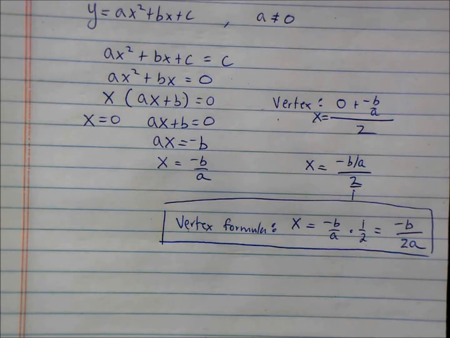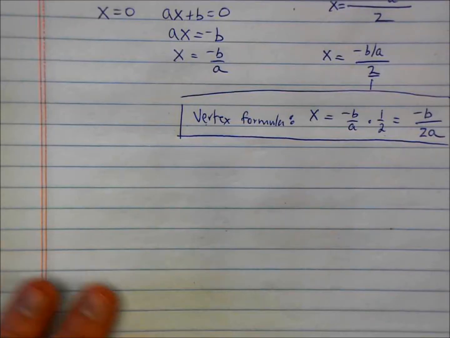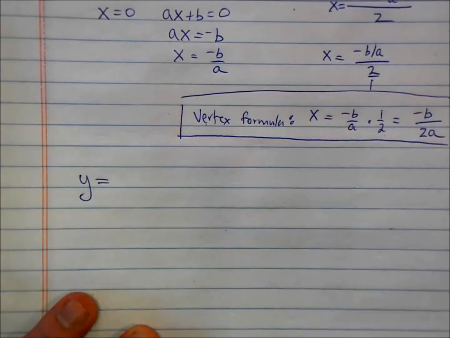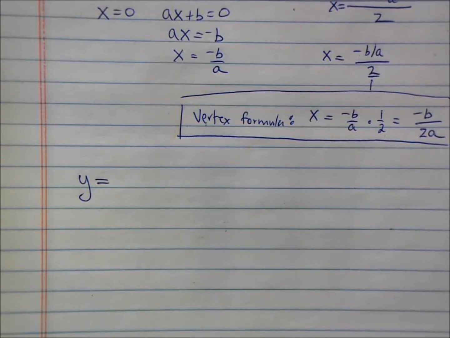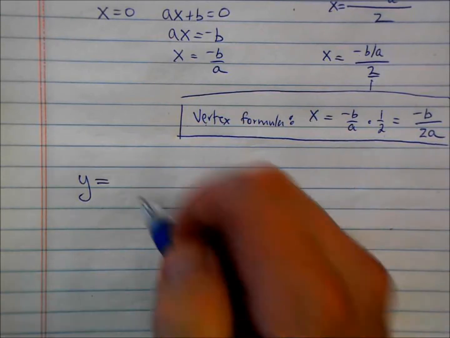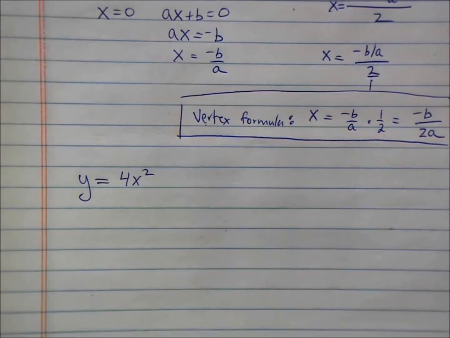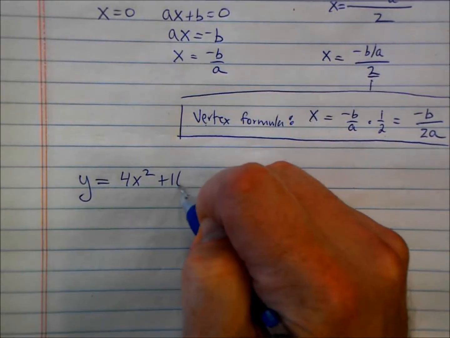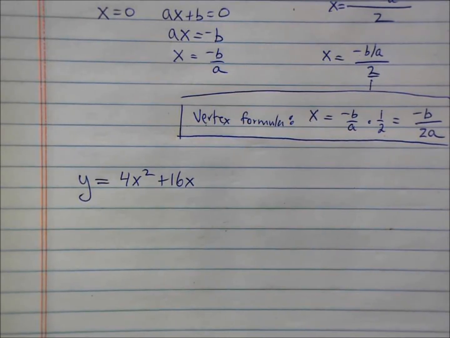Then how do you find the y number? You're going to plug it into the formula. Whatever number you get for x, you just plug it into the formula. All right, so y equals, somebody give me a nice quadratic function. 4x squared plus 16x minus 8.